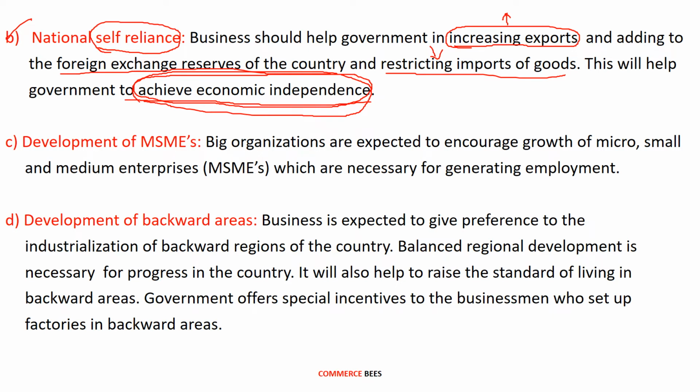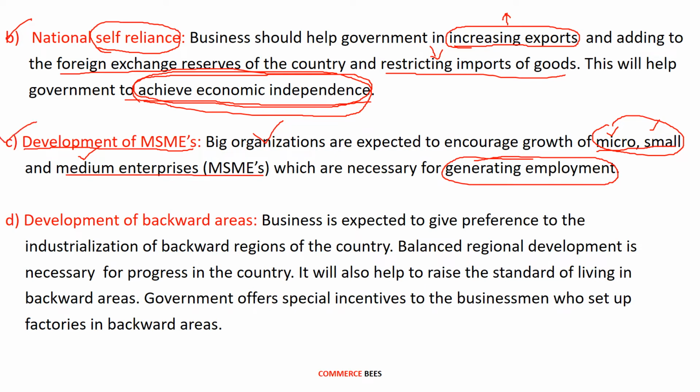The third is development of MSMEs. What is the meaning of MSMEs? MSMEs means micro, small and medium enterprises. So all the big organizations should encourage the development of these micro, small and medium enterprises, because it will help in the employment generation of the people of the country. It will help to give employment to the unemployed people. And how they can help these MSMEs is, the big organizations can purchase the raw materials or other inputs from the MSMEs, and it can help to encourage or develop the MSMEs, which in turn helps in the generation of employment. So this is also one of the national objectives of business, to develop the MSMEs.